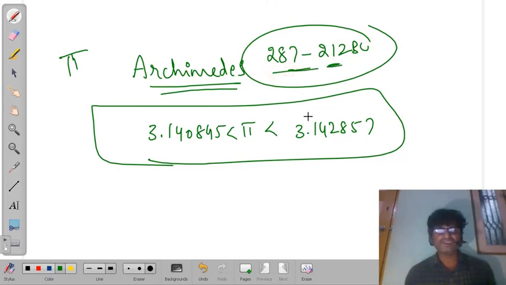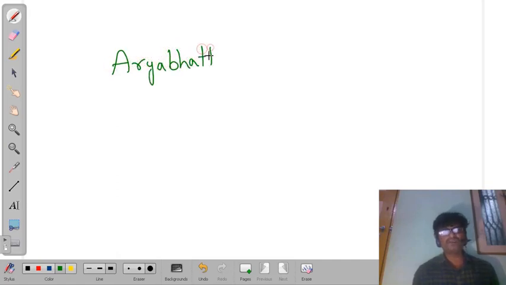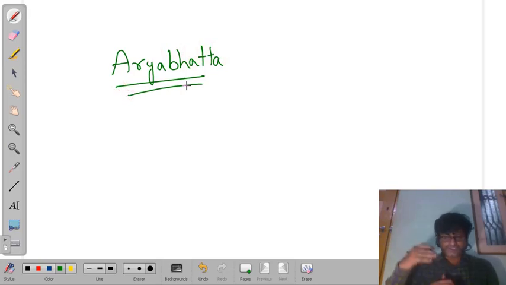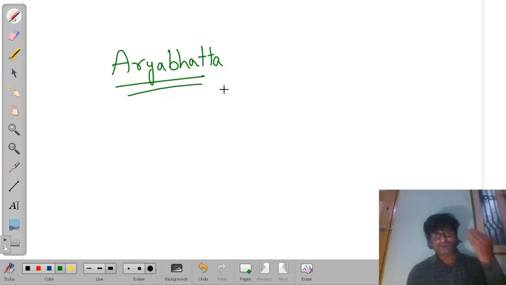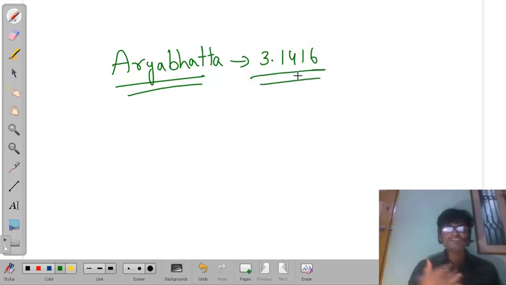The famous Indian mathematician Aryabhatta, I think all of you know Aryabhatta, right? He computed the value of pi up to four decimal places. He found the value of pi as 3.1416. This is about pi, the well-known irrational number.